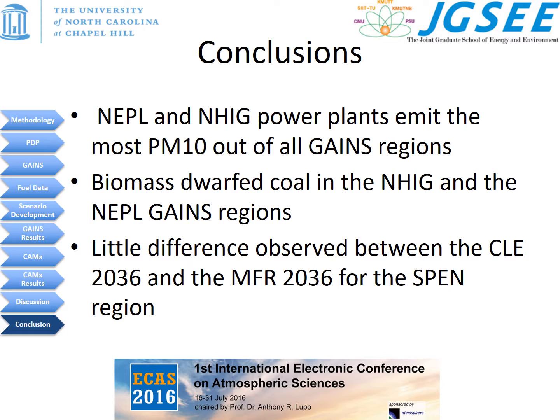As I just mentioned, the entire northeastern plateau and northern highlands had unsafe levels of PM10. Power plants in those two regions carried 70% of the share of PM10 power plant-related emissions in CLE 2036 for all of Thailand. Overall, biomass emissions dwarfed coal in these regions as well. Also, the southern peninsula did not witness much change in pollutant concentrations.